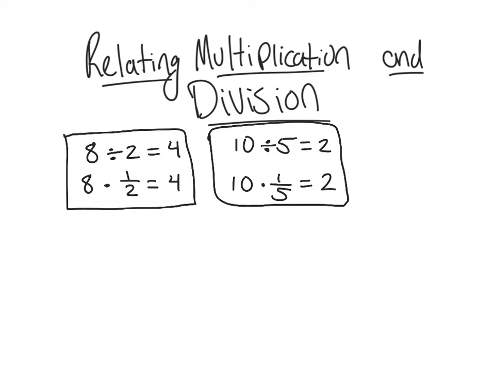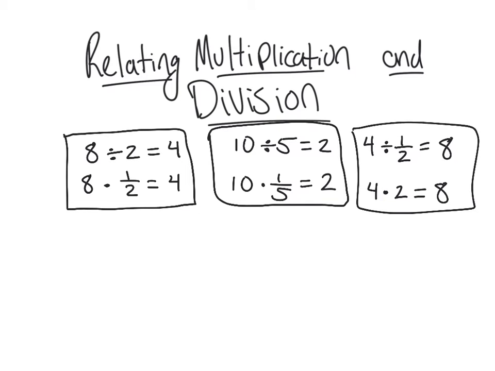Okay, now let's do, I don't know, 4 divided by a half. Now this might be a little bit more difficult to think about. So we're taking 4 and we're seeing how many halves are in 4. So there are 8 halves in 4. So our answer is 8. If I do 4 times 2, that's also equal to 8.